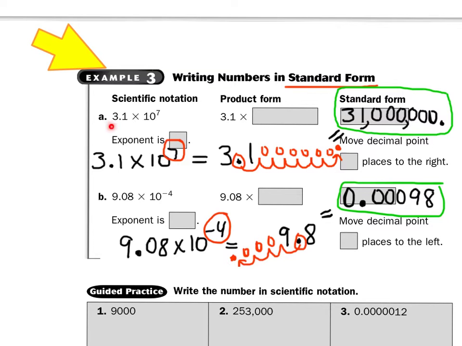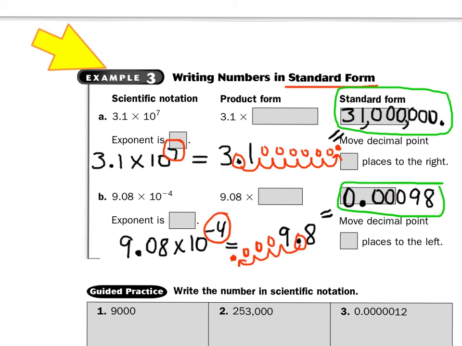So watch, if I want to write 3.1 times 10 to the 7th power in standard form, all I do is write the number they gave me, 3.1 times 10 to the 7th, and I always grab my red and I circle the exponent because the exponent is the key. That tells us exactly what to do with the decimal. Notice how this exponent is a positive 7. That means they want me to grab the decimal point and move it 7 places to the right, in the positive direction, okay?